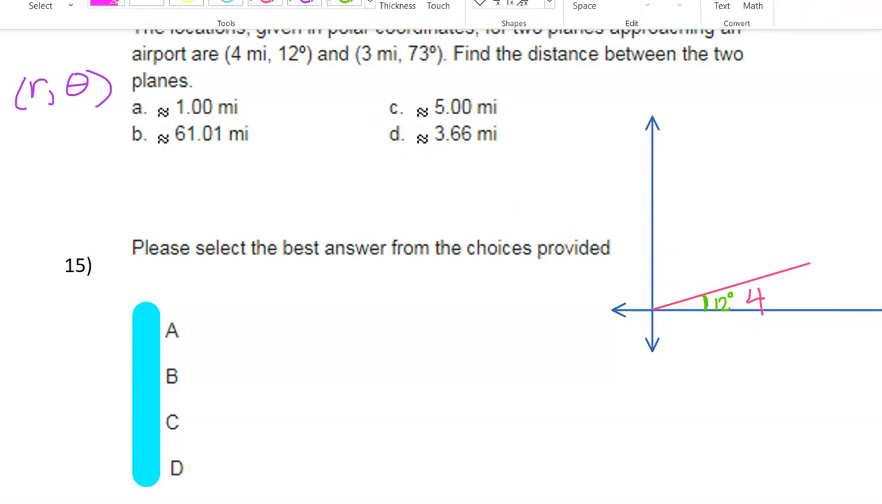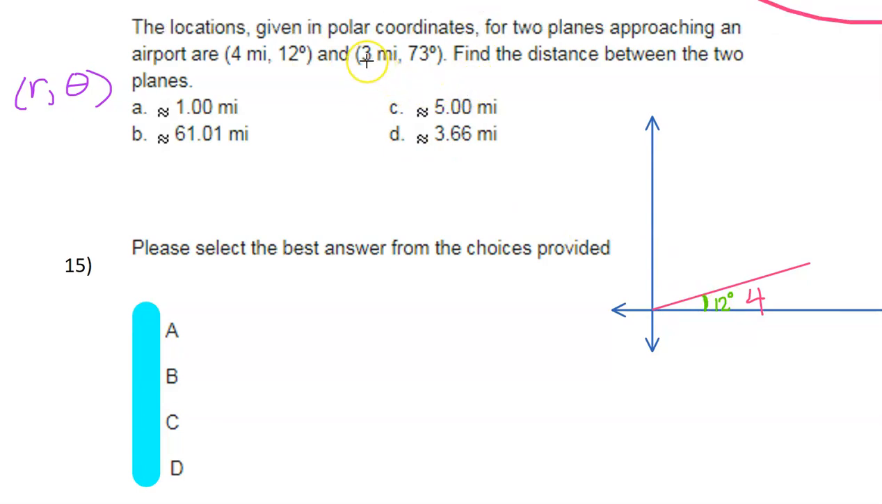Now let's do the same thing with the other plane. The distance is 3 miles, but the angle is 73 degrees. So the angle is going to be up out here much closer to 90. So I'm going to put it about like that. And I'll put a big old 3 right here to remind us that this has a distance of 3 miles. Okay, but I'm also going to mark the angle, which is like this. So this purple angle is 73 degrees.